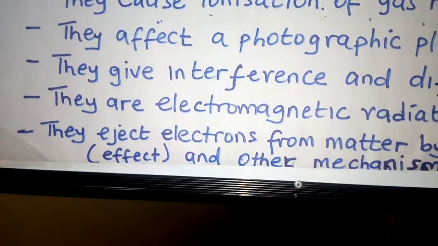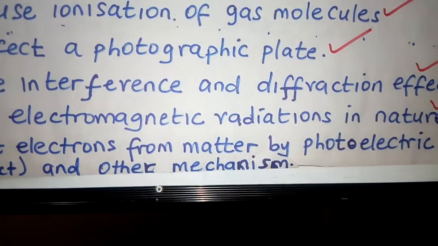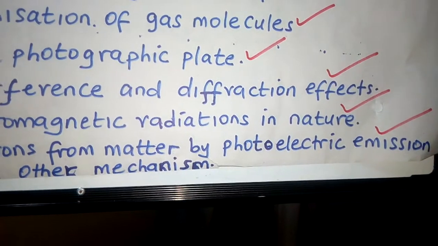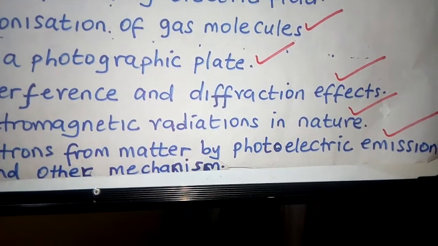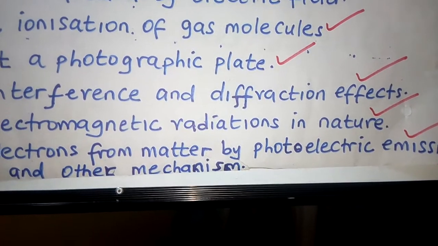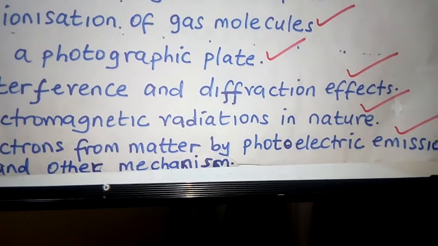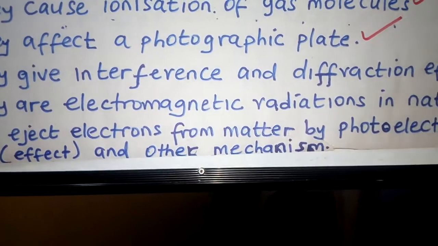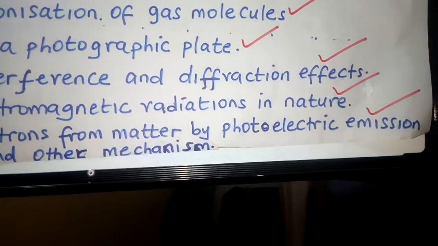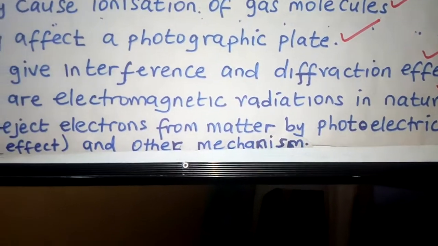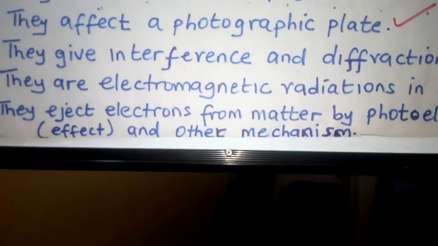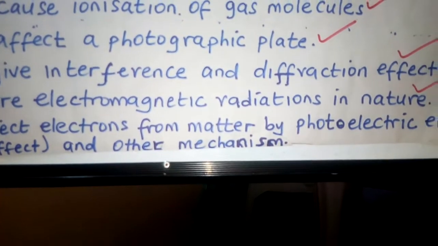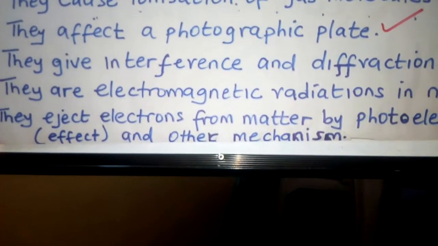They are, just as I've said, electromagnetic waves or radiations in nature. While cathode rays are electrons in nature, X-rays are electromagnetic radiations in nature. And lastly, they eject electrons from matter by photoelectric emission, or the photoelectric effect, and other mechanisms.